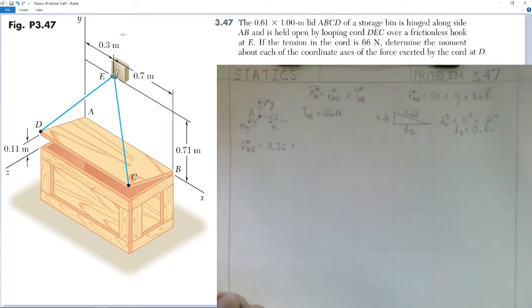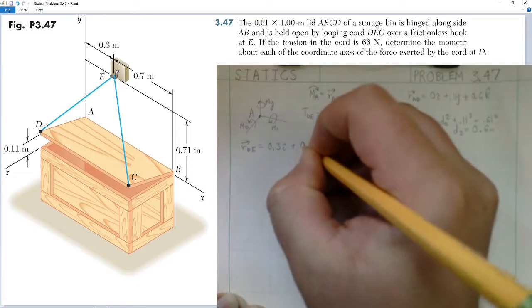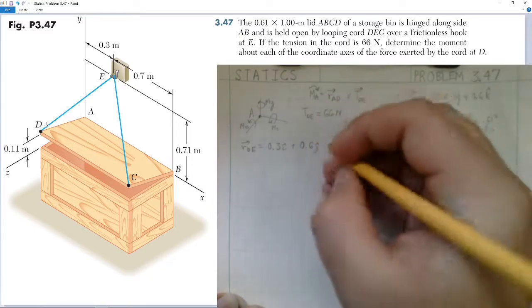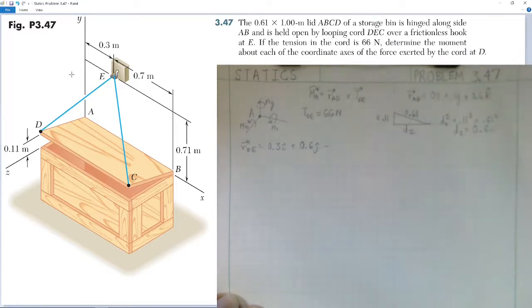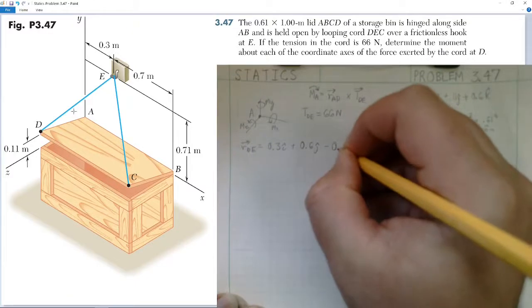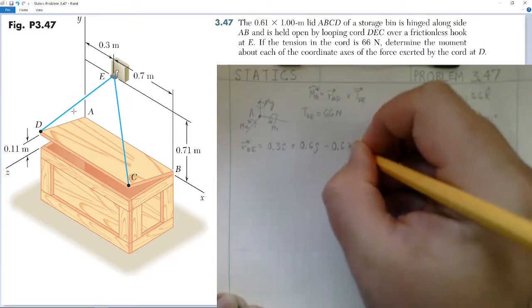We're going up a distance; we're already at 0.11 meters, and we're going up to a height of 0.71. So 0.71 minus 0.11 would be 0.6 going up in the j-hat, the y-axis direction. And then finally, in the k hat, we're going into the page, on the negative z-axis, going back this 0.6 meters we just calculated for the open part of the storage bin. So minus 0.6 in the k-hat direction.